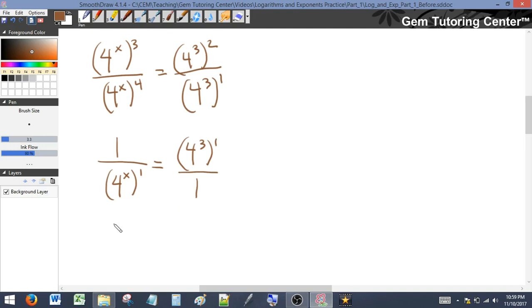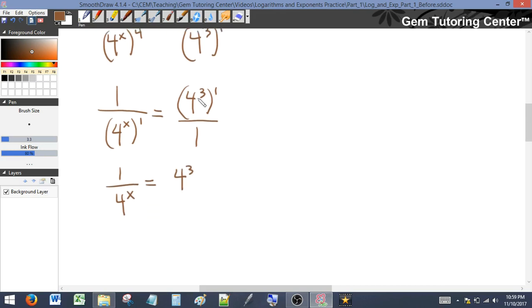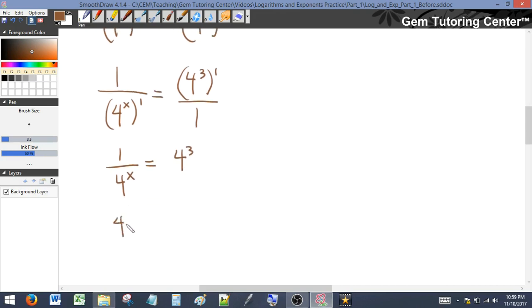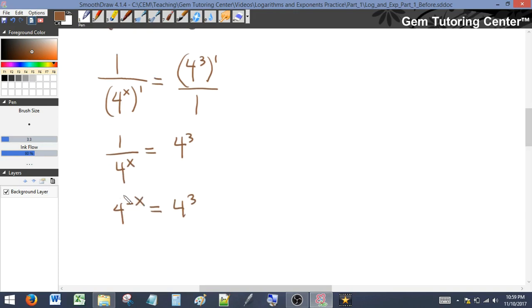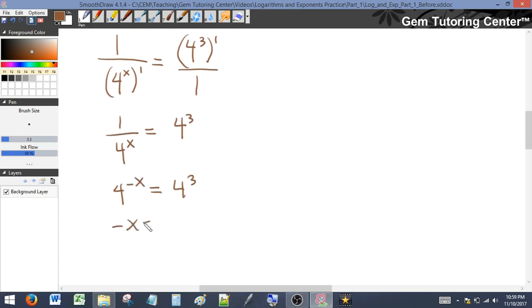Okay? So this is the same thing as 1 divided by 4 to the x, and that's equal to 4 cubed. I'm just getting rid of the 1's. And that is the same thing as 4 to the negative x equals 4 cubed. So 1 over 4 to the x is the same thing as 4 to the negative x. So negative x must be equal to 3. And that means x is equal to negative 3. Okay, so the answer for this is x equals negative 3.